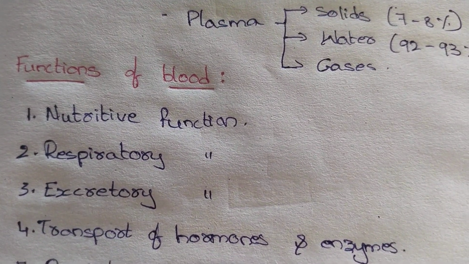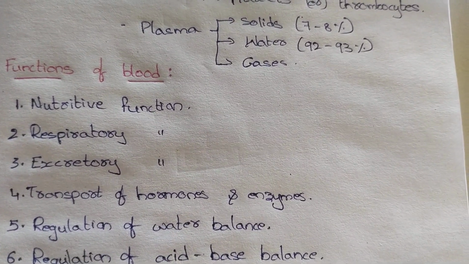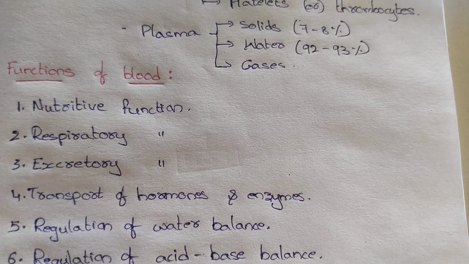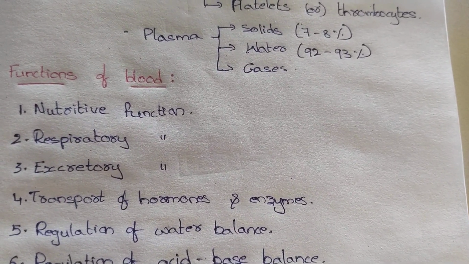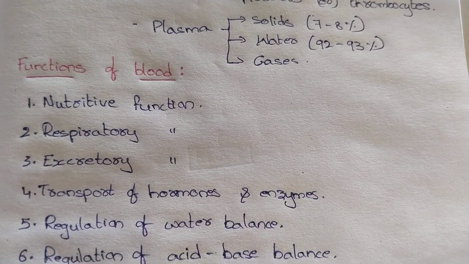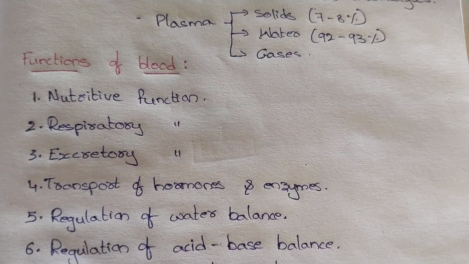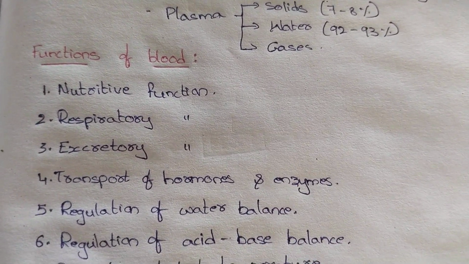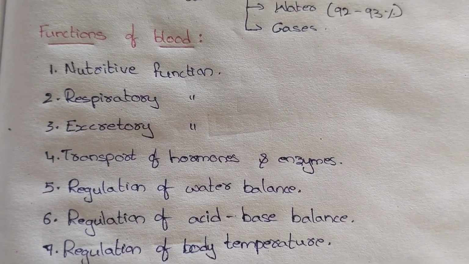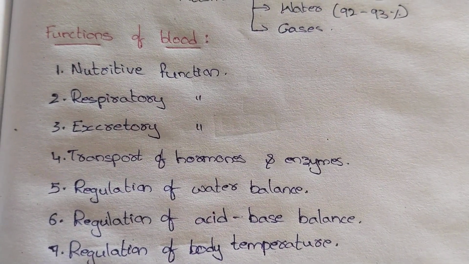Third one is excretory function. Waste products formed in the tissues during various metabolic activities are removed by blood and carried to excretory organs like kidney, skin, liver, etc. Fourth one is transport of hormones and enzymes. Blood also carries all the hormones and enzymes to various parts of the body. Fifth one is regulation of water balance. It helps in the regulation of water content of the body and also prevents dehydration.